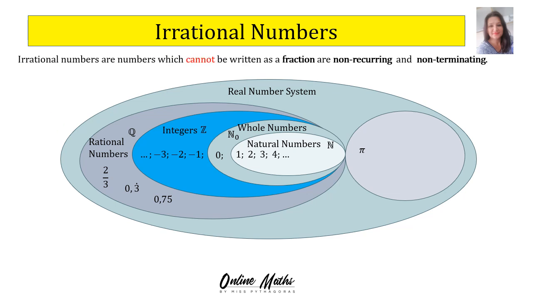Irrational numbers are numbers which cannot be written as a fraction, are non-recurring and non-terminating. The most famous irrational number is the number pi. The symbol for irrational numbers is a capital letter Q with a little accent. And now there are examples of irrational numbers. So it's pi, root 5, root 3, even negative root 7.